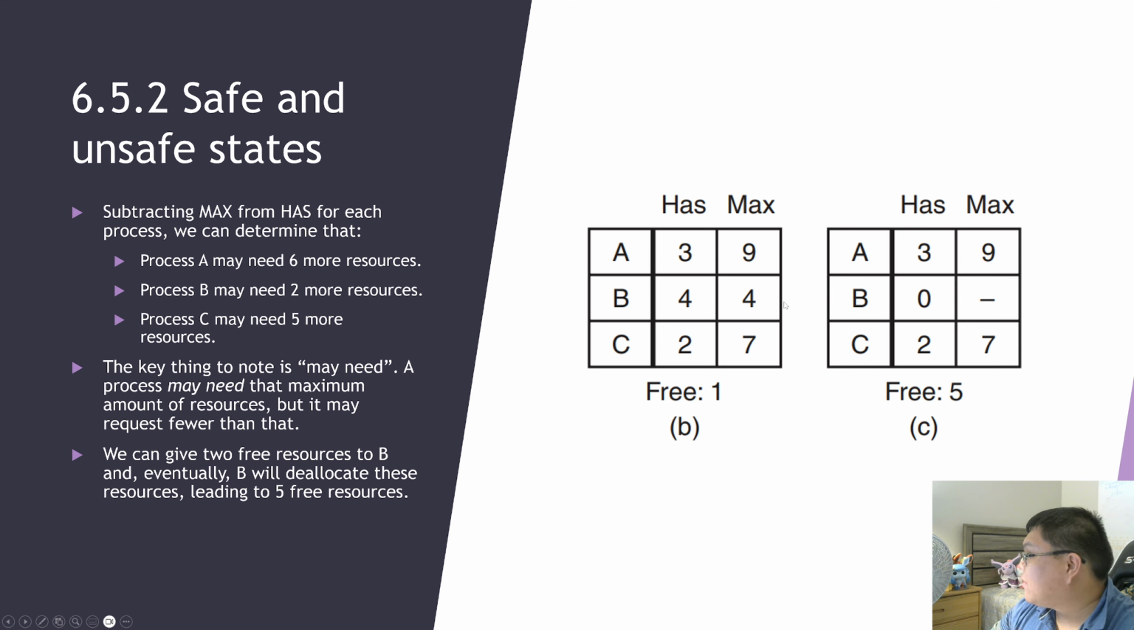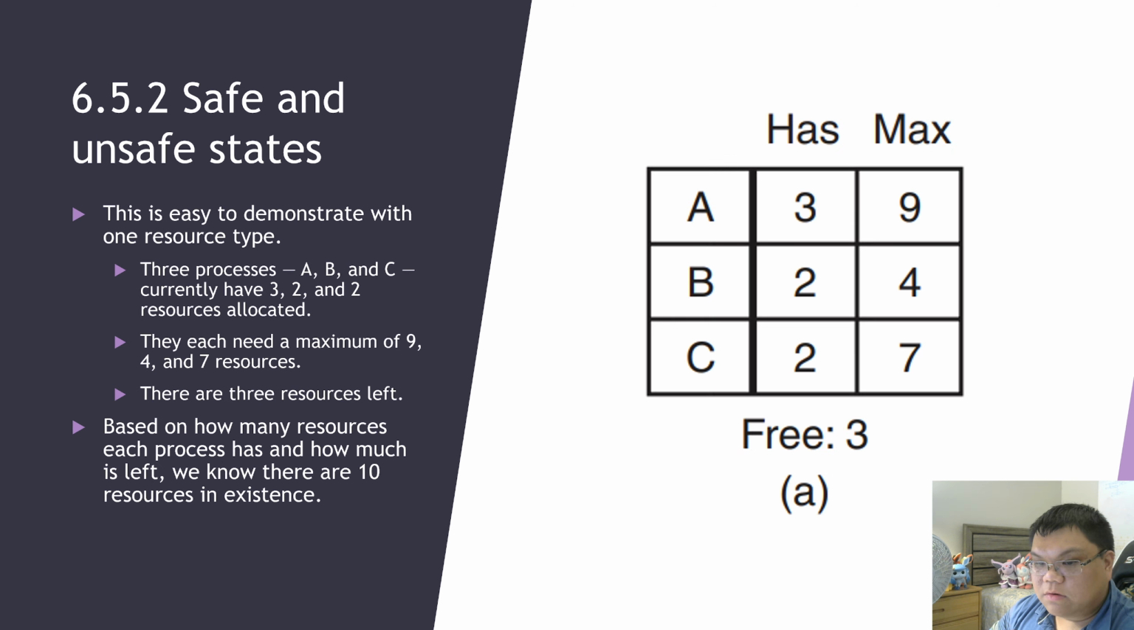So we can do some basic math to determine how much more of each resource each process needs. If we subtract the has column from the max column, we know that process A may need 6 more resources. Process B may need 2 more resources. Process C may need 5 more resources.